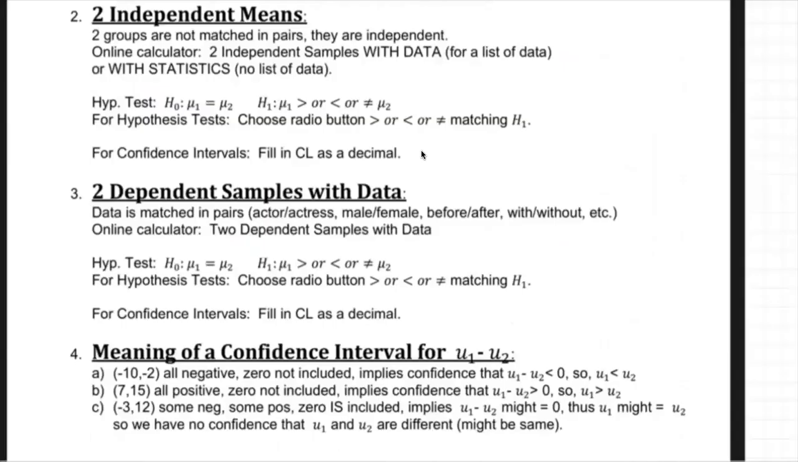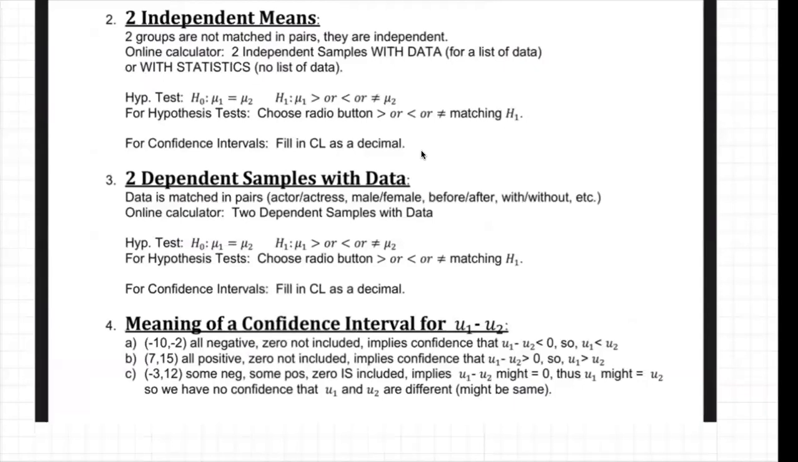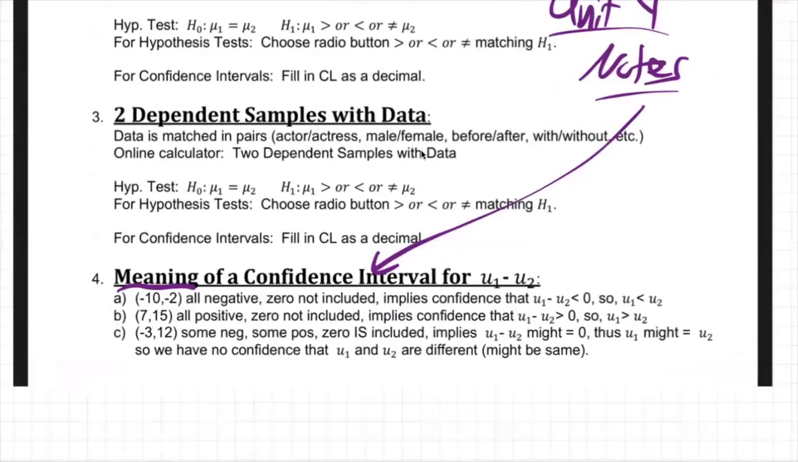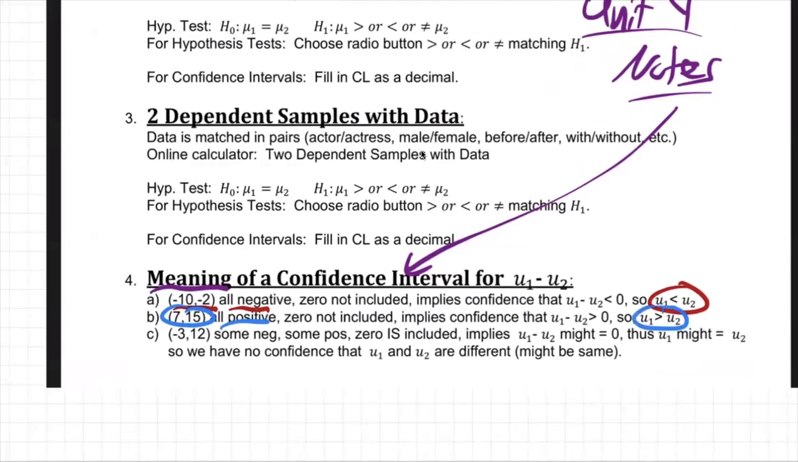Yeah, so this one right here, this is the unit for notes, the meaning of a confidence interval. So this basically says, look, if your confidence interval is two negative numbers, that means the first group's lower than the second. If you get two positive numbers, that means, in fact, maybe just change the color to make it more clear. If they're both positive, it means the first group's higher than the second.